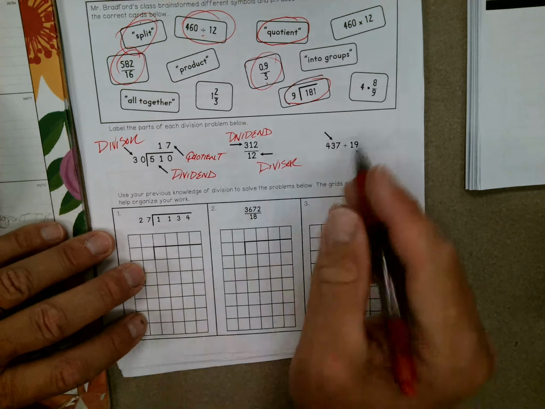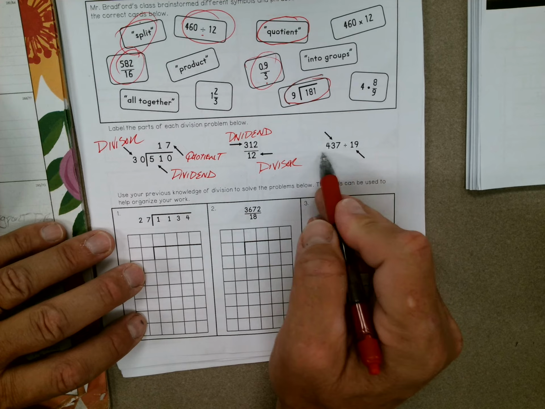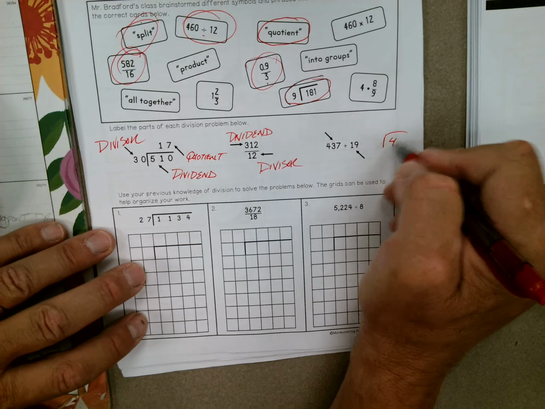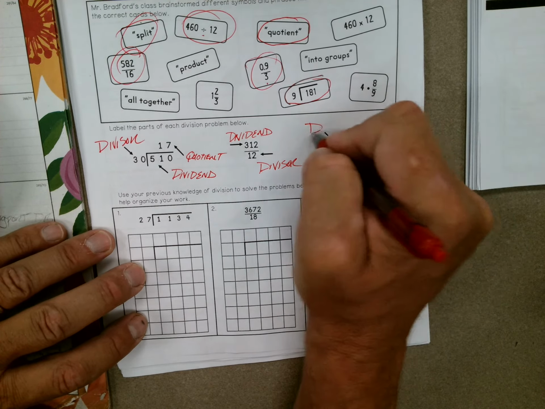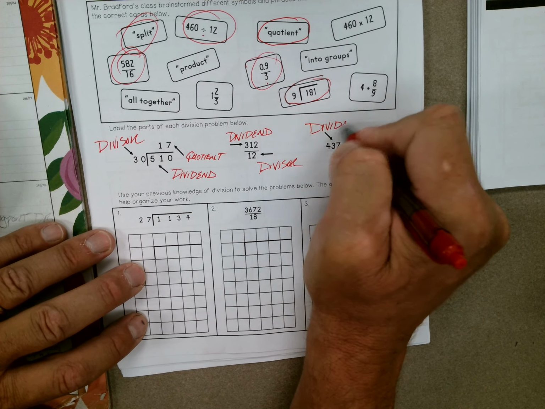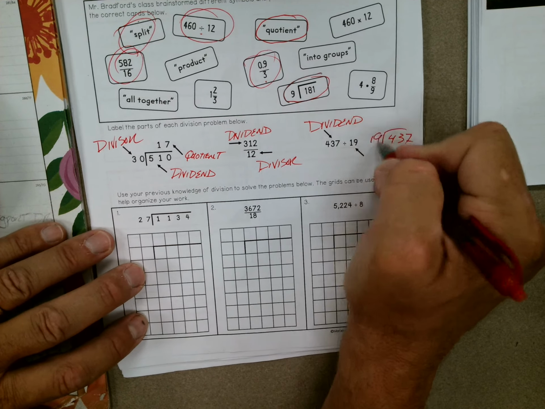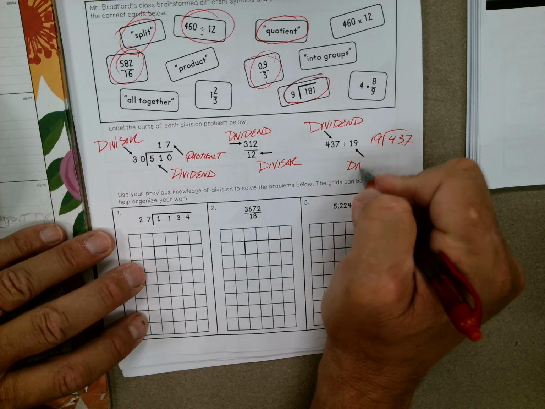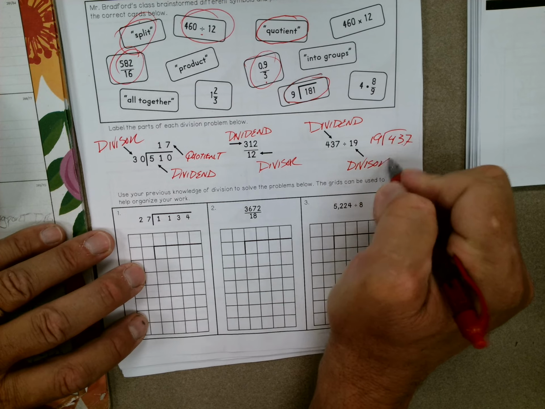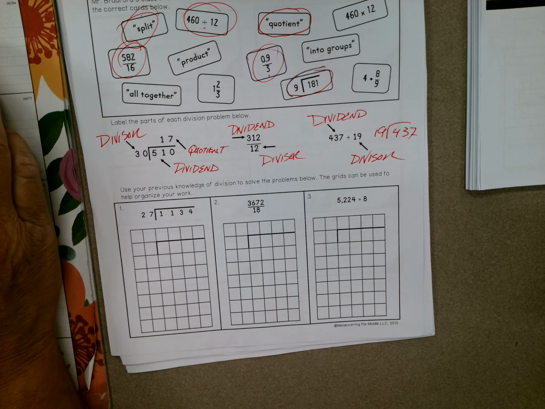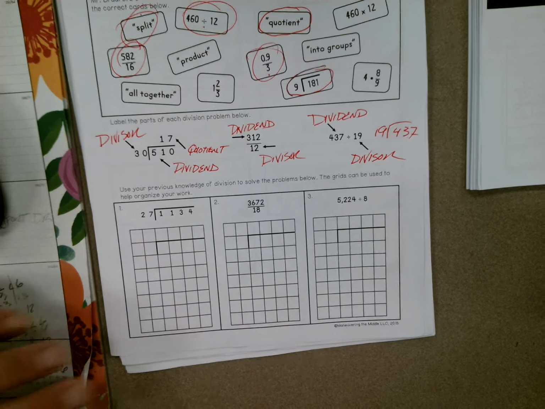Now, when the numbers are written horizontally, we have to be very careful. The first number goes inside, so that makes it the dividend. And the second number would go outside. That makes it the divisor. All right, with all that being said, we're going to go ahead and get into these problems.